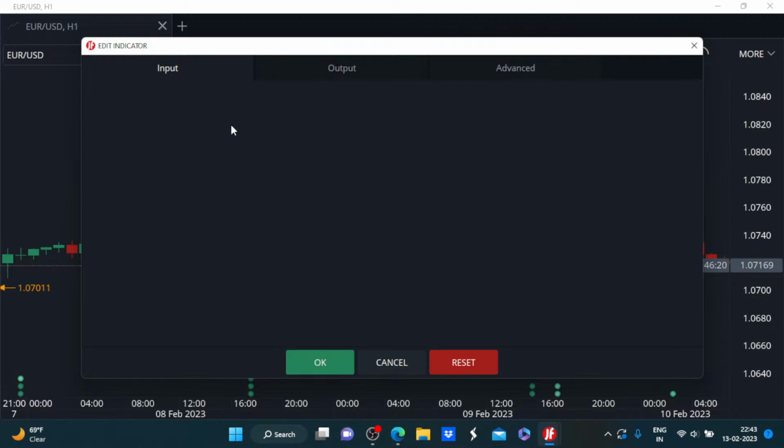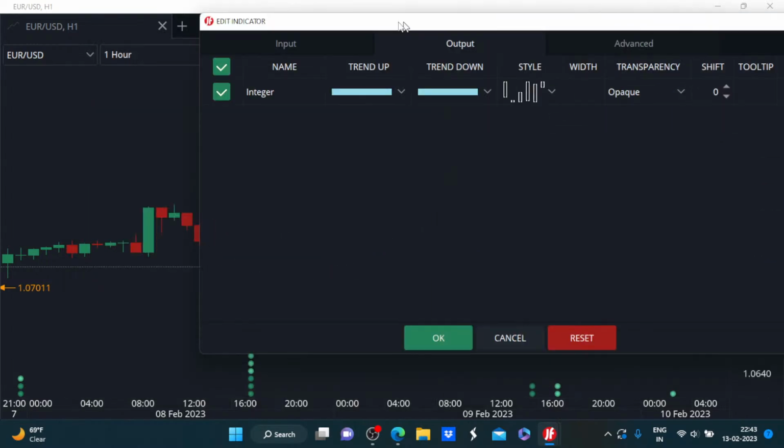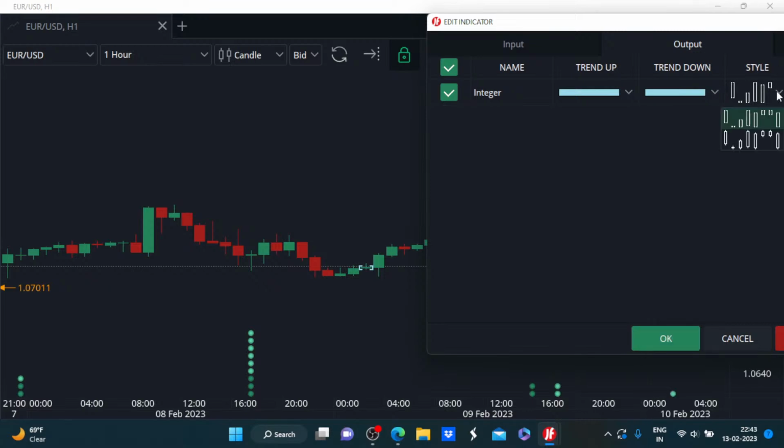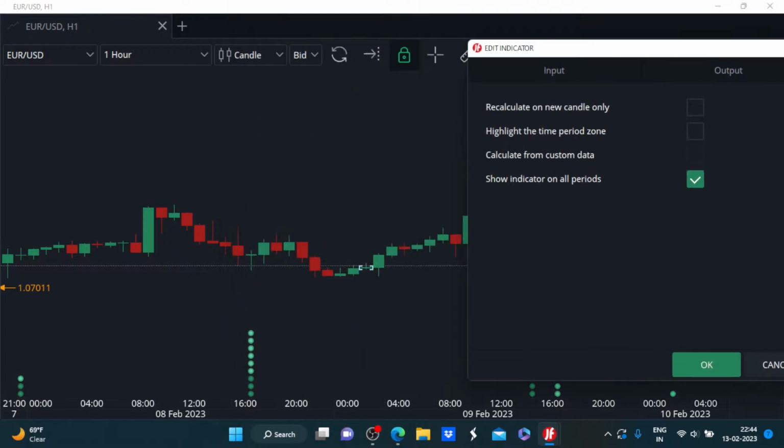There is nothing we can do in terms of the input. All we can do is go for different color combinations for the output. So if you like brighter colors, maybe you can go for those. The style can be bracket, or you can go for full shading of the candle as well. So these two options are there. Advanced, you can opt for recalculate on new candle only. So once the candle formation stabilizes, only after that we will have the formation recognized on the chart.